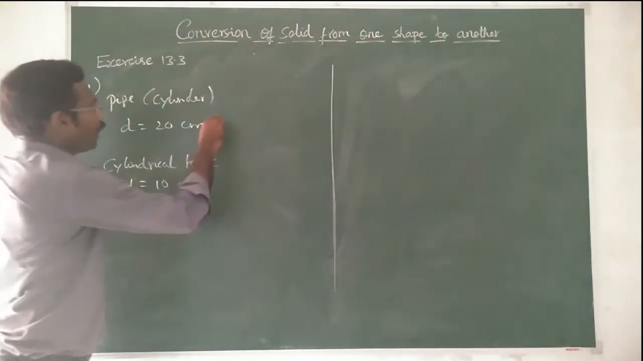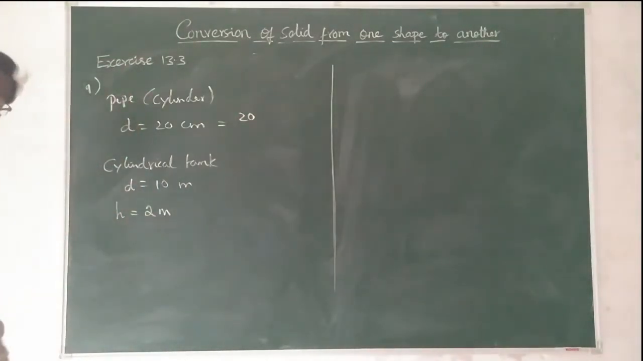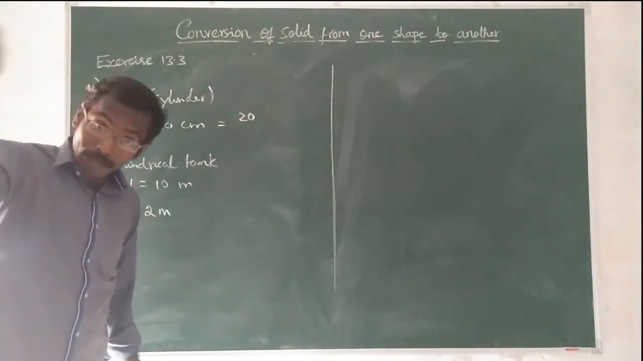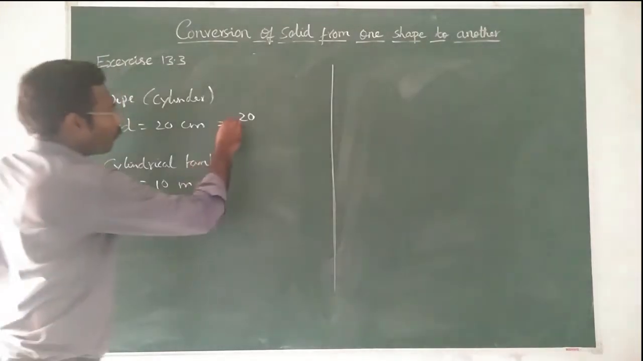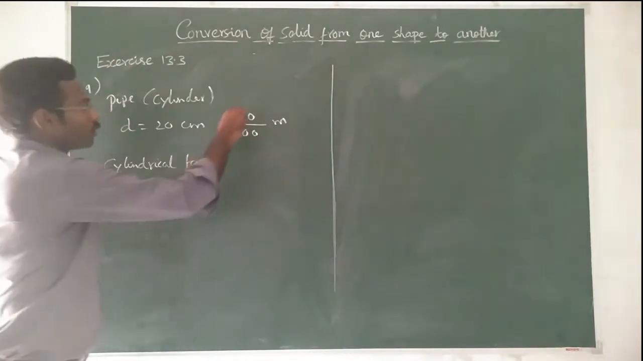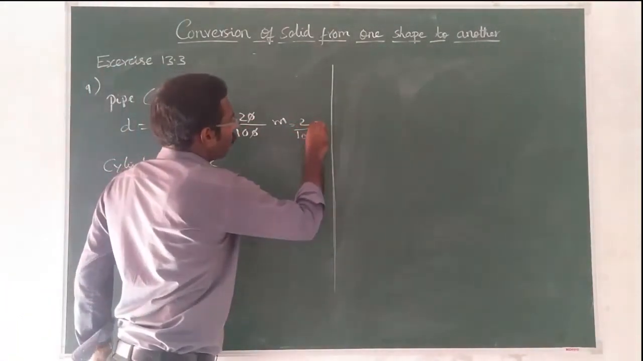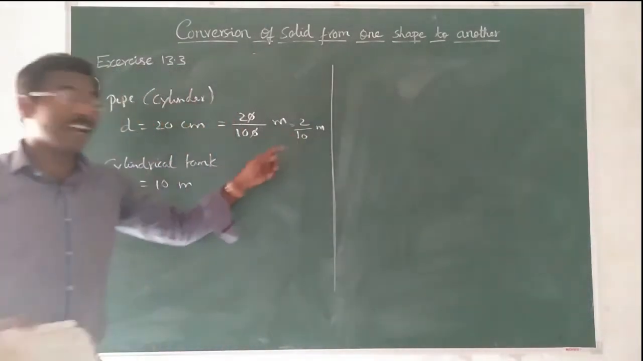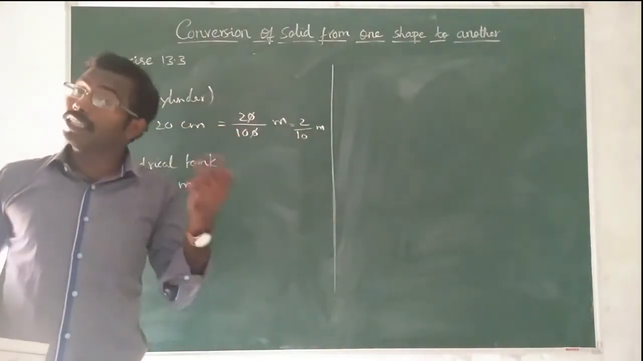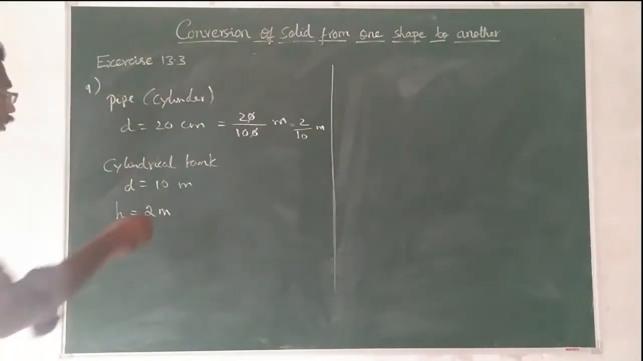So how will you convert? 1 meter is 100 centimeter, so 1 centimeter is 1 by 100 meter. So divided by 100 meter. Okay, so the zeros cancel. So you will get 2 by 10 meter. You can keep it as 2 by 10 or you can keep it as 0.2. It's your wish. Okay, so whenever diameter is given, find the radius.